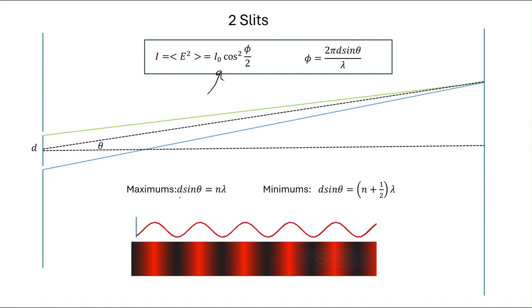But look, we can say that when this condition is true, we'll get maximums. That's because cosine will be 1. And when this condition is true, we'll get minimums. That's because the cosine squared will be 0. You can play with the algebra and convince yourself that that's true.